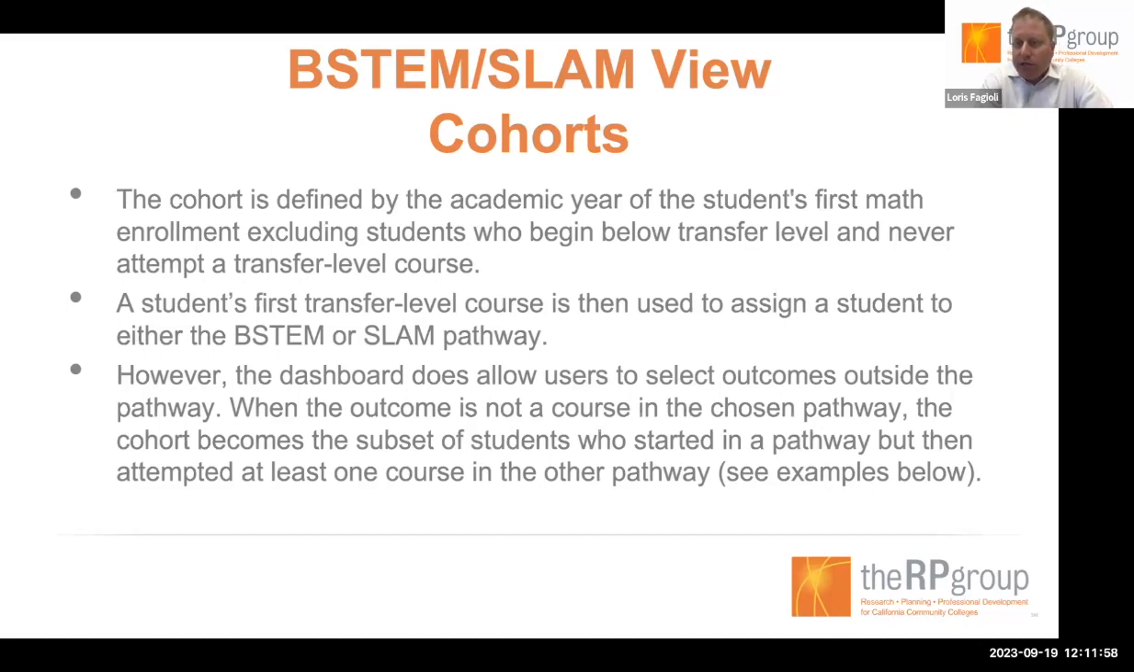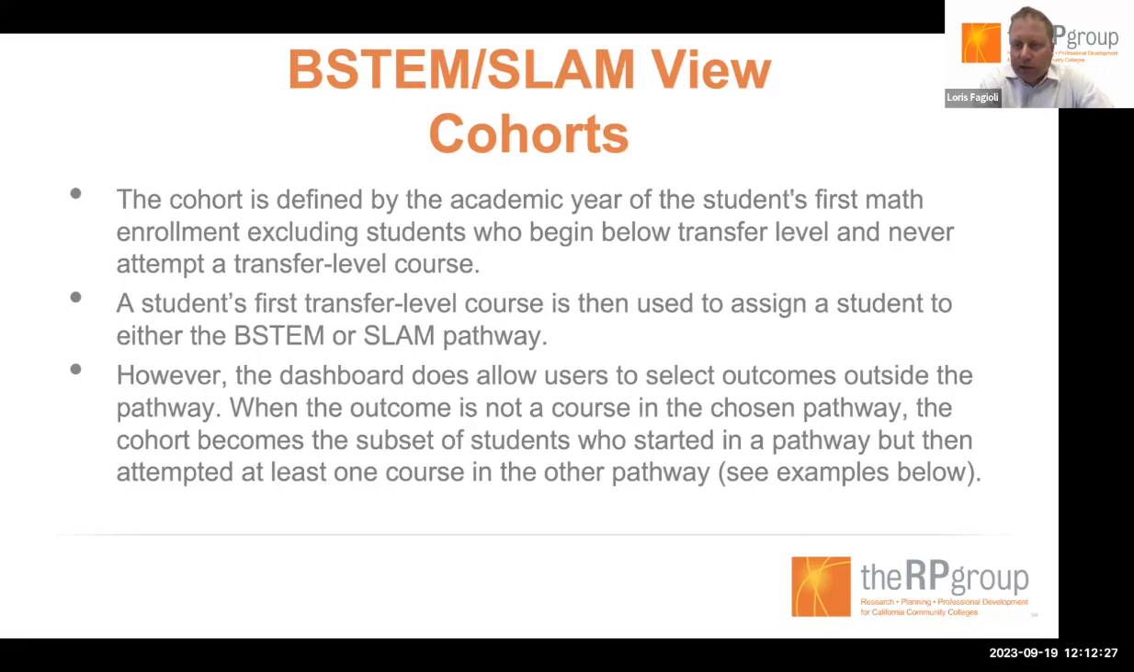However, as we know, sometimes students' behaviors and also intent changes. So let's say a student thinks they want to be on BSTEM, but realizes, no, I'm changing my major and I don't need calculus anymore, I need statistics. They can change. And so in the view, you can actually switch between their starting pathway and the outcome. And so if the outcome does not match the pathway, the cohort slightly changes.